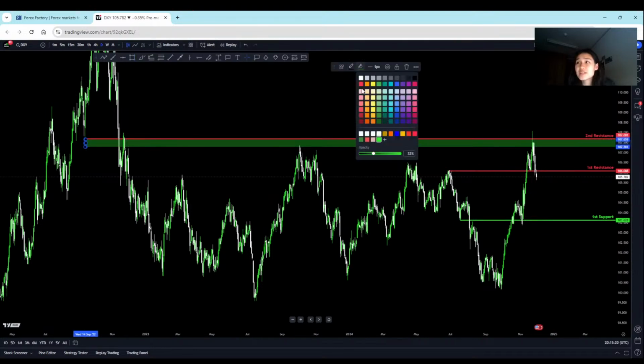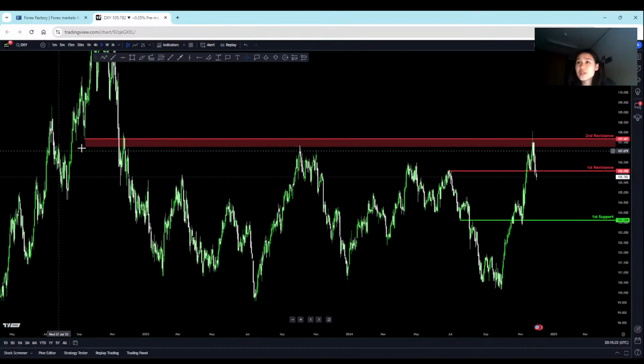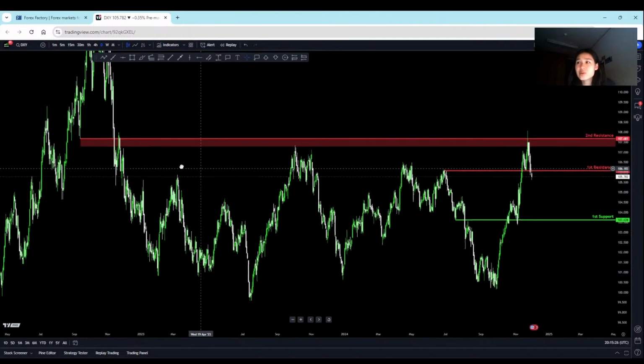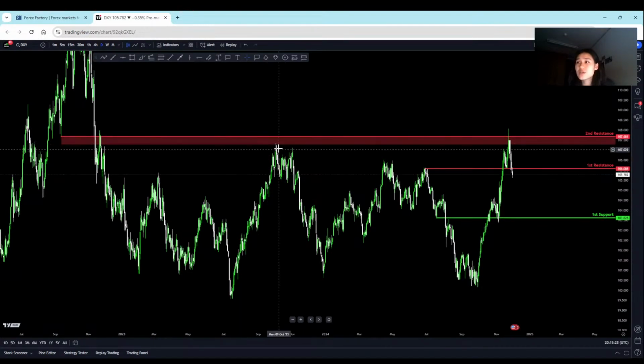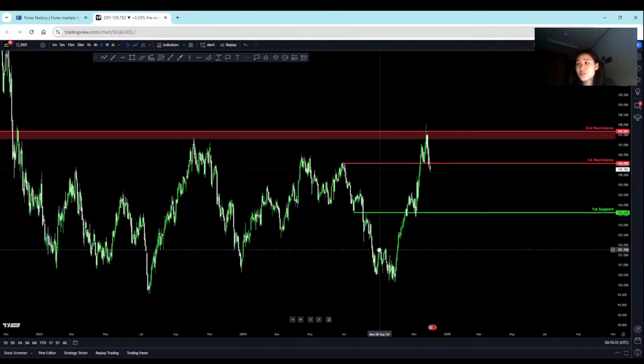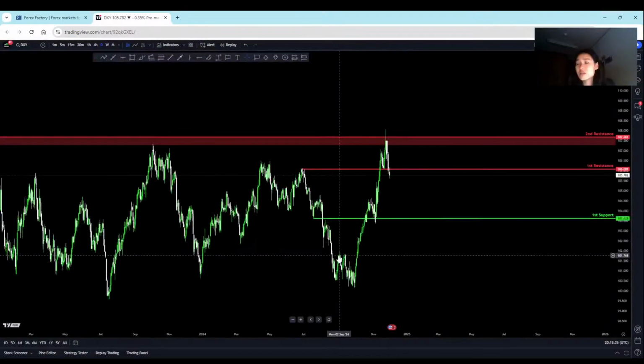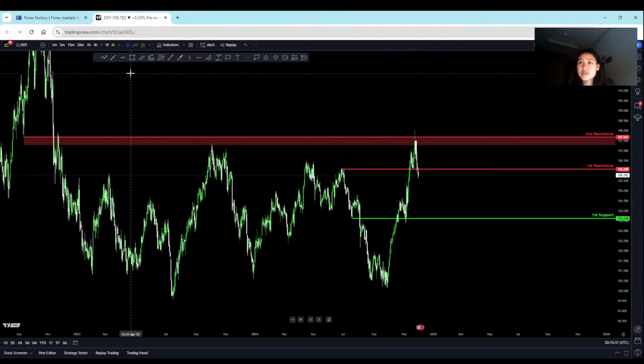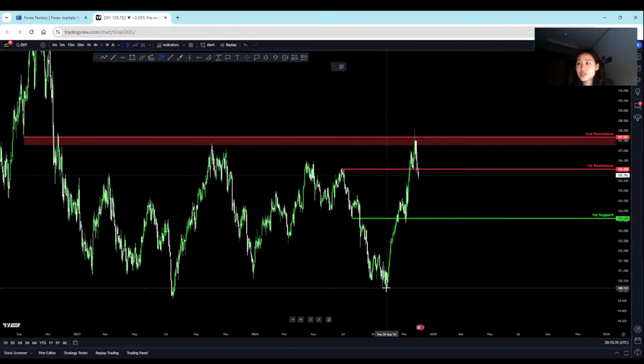Okay, I'm just highlighting this area because it's a pretty significant level. You can see we have swing high, swing low, a really high swing high here, and then price tested this level once again pretty recently. Okay, so now that we have our horizontal levels, we're going to go in with our Fibonacci levels.